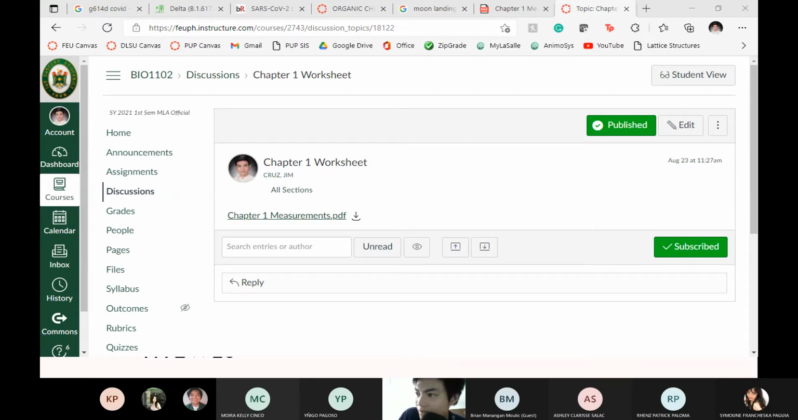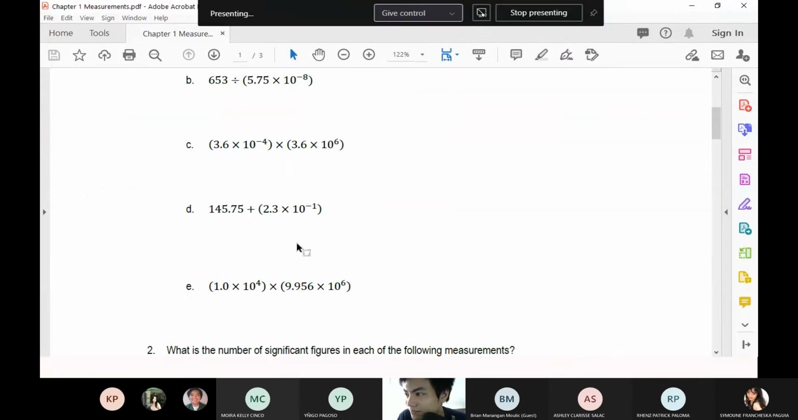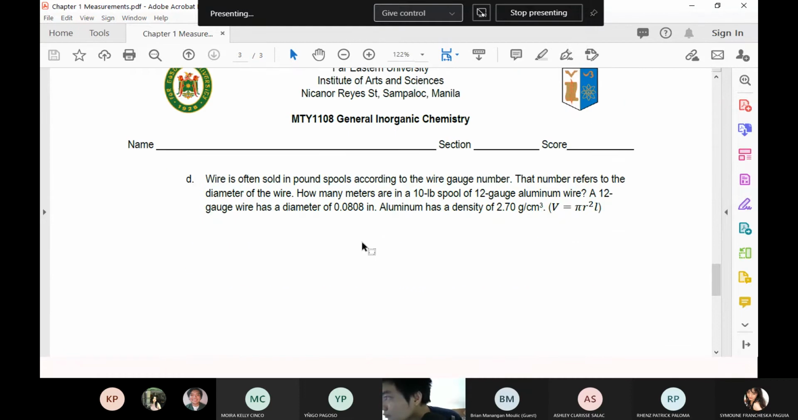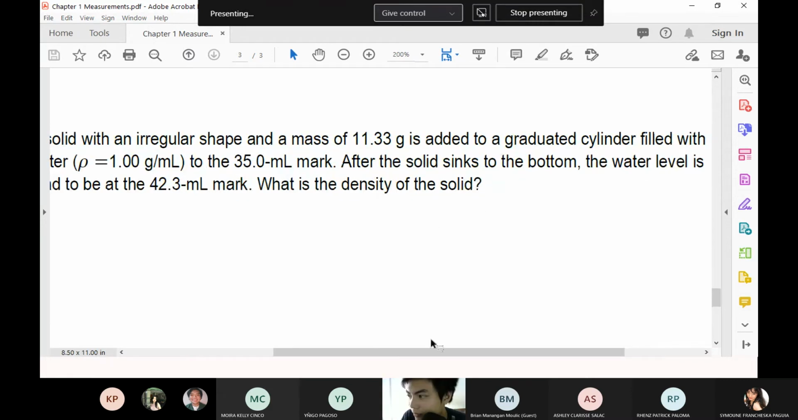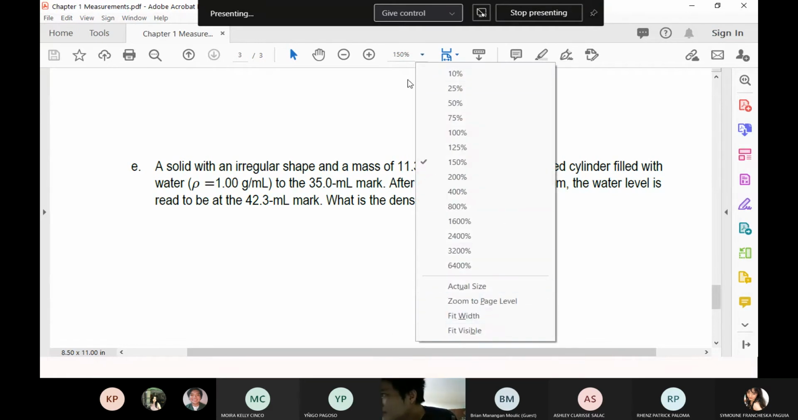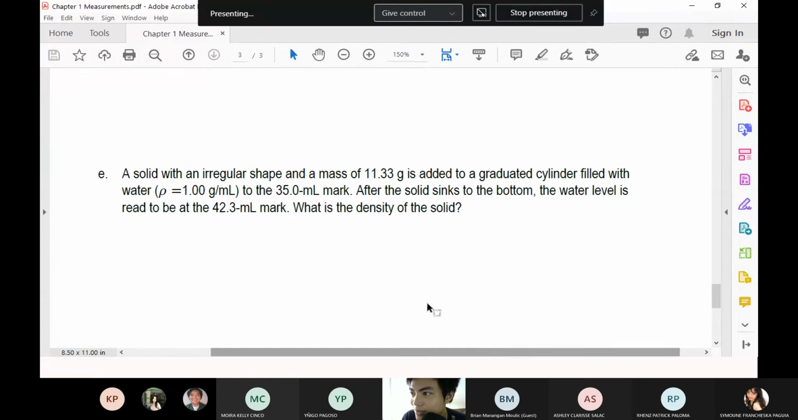Kuha lang ako ng, saan kaya ako pwede magsulat? Adobe na lang. Doon na lang ako magsusulat. Samahan niyo ako mag-solve. If you have calculators with you, that will be good. Solve tayo. Ngayon na. Kasi ang dami pa nating oras. Let's try this problem. Ayusin ko lang yung Zoom. Mababasa nyo naman siguro, di ba?